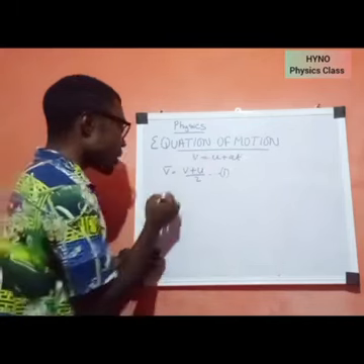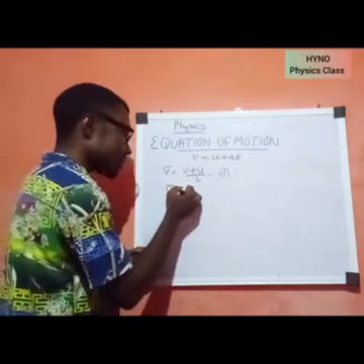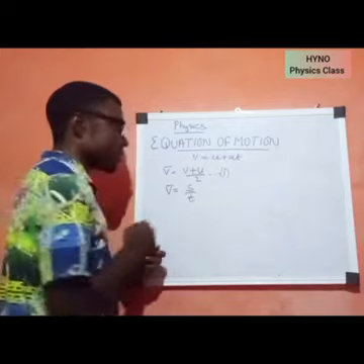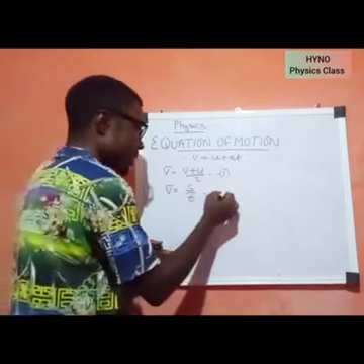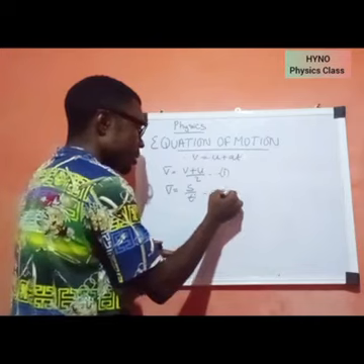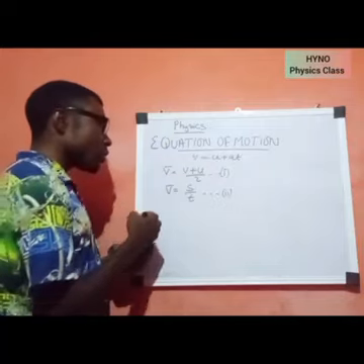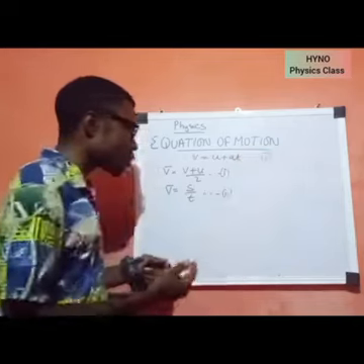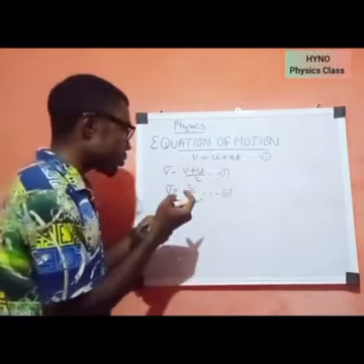We also know that average velocity is total distance or total displacement, which is S over total time T. Let us call this equation II. So if we look at these two things, and then we have this equation 1, the first equation of motion, these three equations are going to help us to get the second equation of motion.